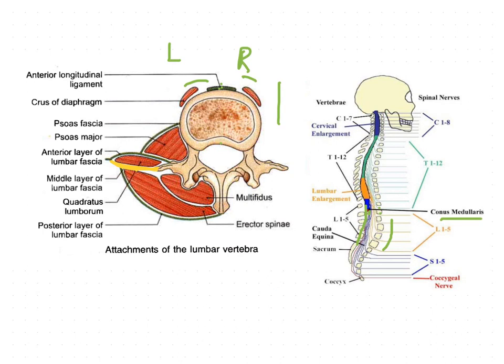So here you can see this is the faint vertical ridge on the anterior surface of each transverse process, which gives attachment to the anterior layer of the lumbar fascia. Here you can see this one is the anterior layer of the lumbar fascia. So this ridge is giving attachment to the anterior layer of the lumbar fascia. This vertical ridge is present on the anterior surface of each transverse process.